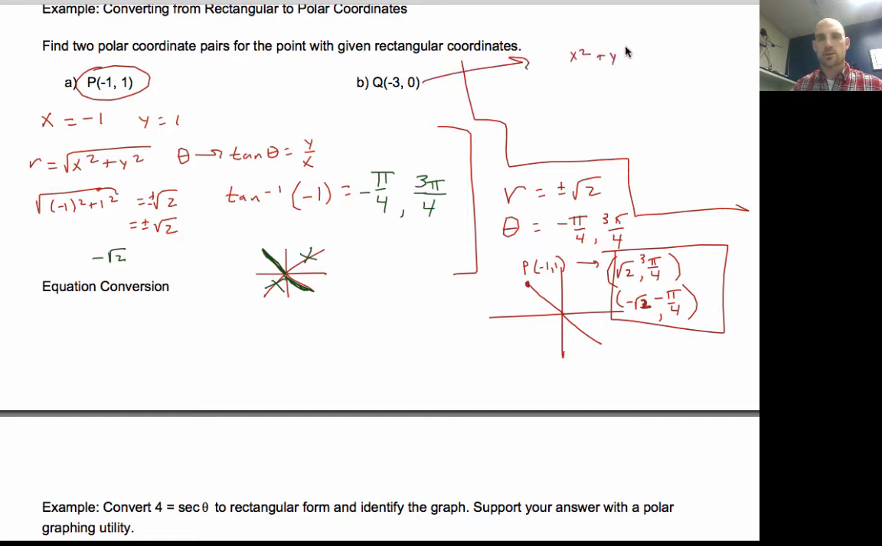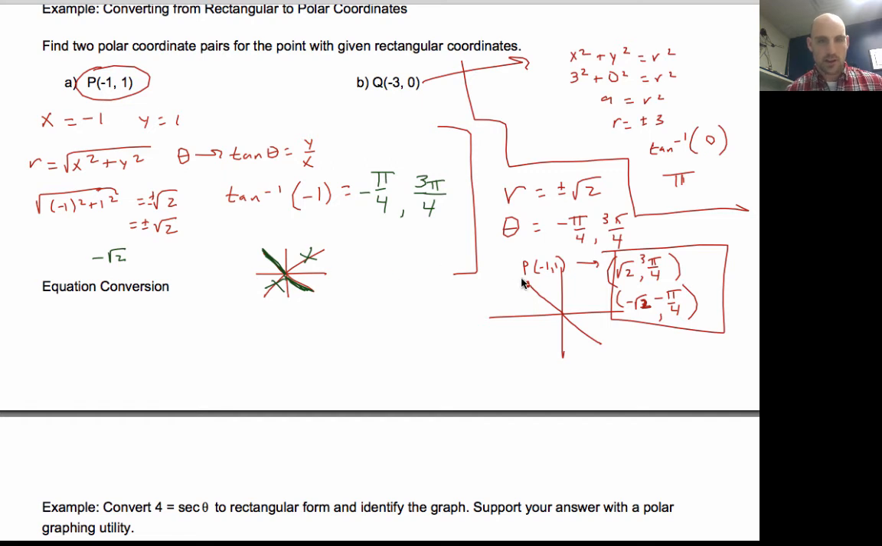X squared plus y squared is equal to r squared. And so that's 3 squared plus 0 squared is r squared. So 9 is equal to r squared. So this would be r is plus or minus 3. And so if I have that, and my theta is tangent inverse of y over x. So the tangent inverse of 0, that would be where my angle is equal to 0. So my only possible solutions would be pi.